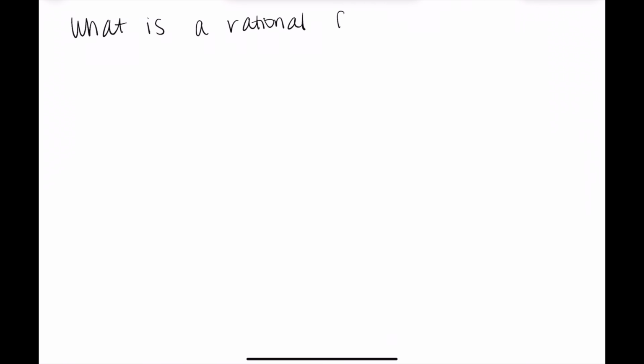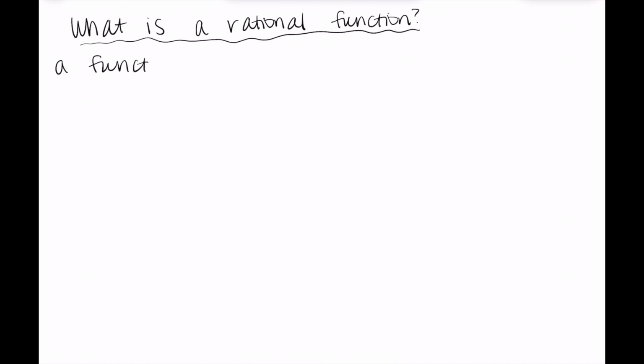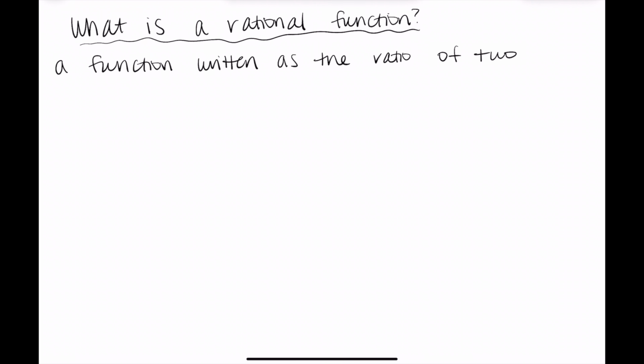And to start off, let's define what are rational functions. So a rational function is a function that is written as the ratio of two polynomial functions where the polynomial in the denominator does not equal 0. So this is the formal definition of it.